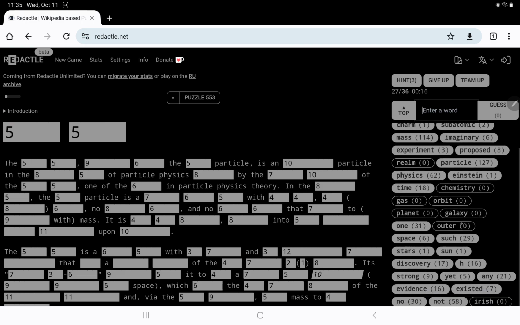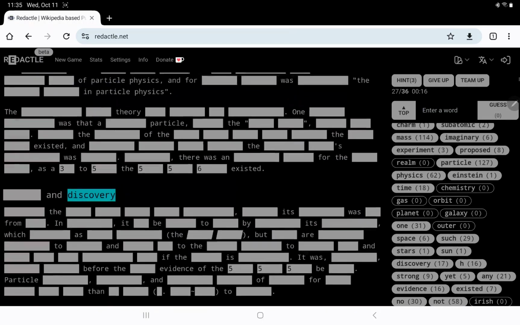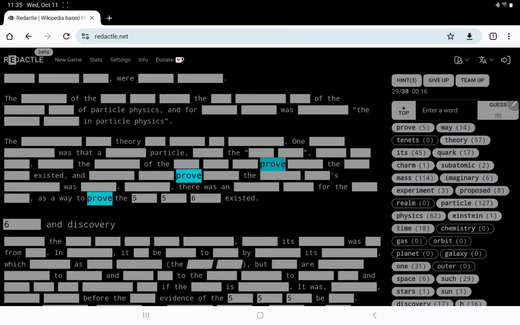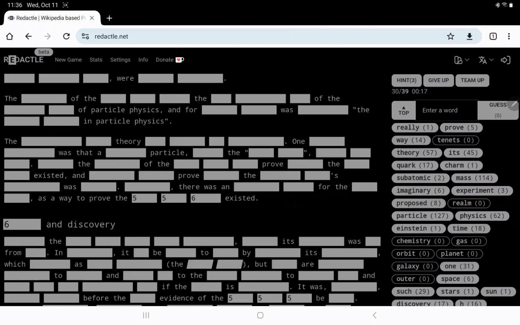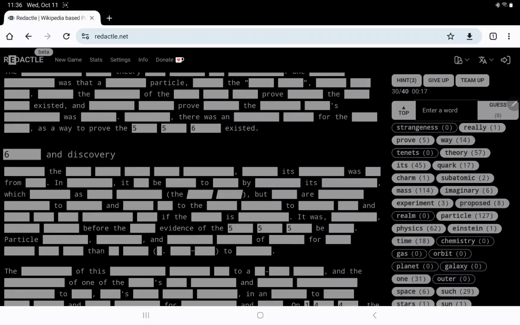Now this does make it maybe understandable why there was a discussion of whether it existed or not. Something in discovery is a way to prove the 5-5-6 existed. So 5-5 is our title. Really, I suppose? No? Particle. Their strangeness as well. No.